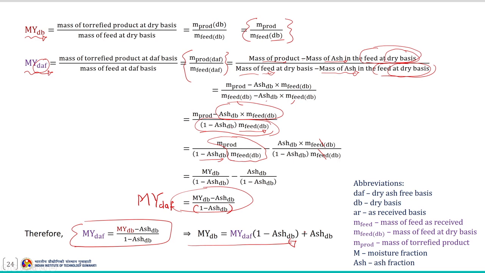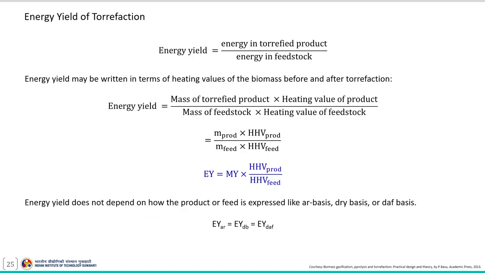So once we know the mass yield on as received basis, we can calculate the mass yield on dry basis, and once you know the mass yield on dry basis, we can easily calculate the mass yield on dry ash free basis of the torrefied product. So the next important point in the torrefaction process is the energy yield of the torrefied product here, because the energy yield gives the fraction of original energy in the biomass retained after the torrefaction process.